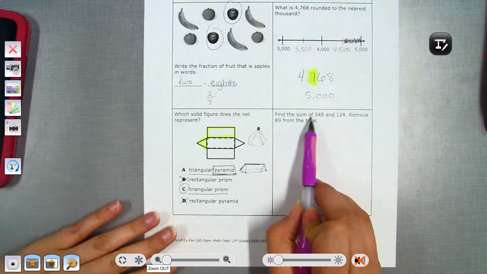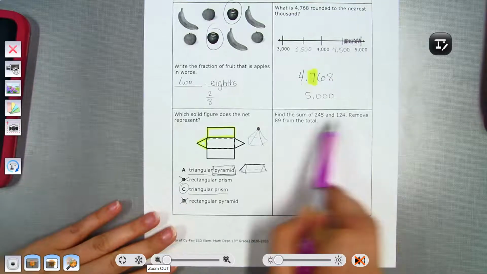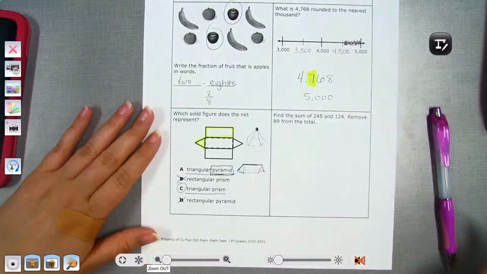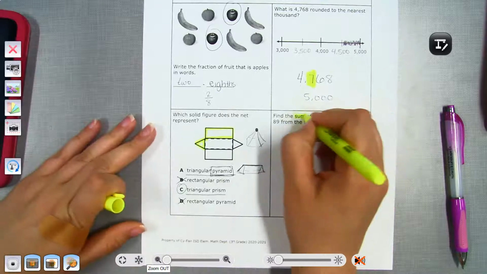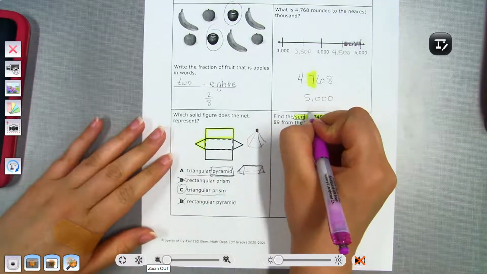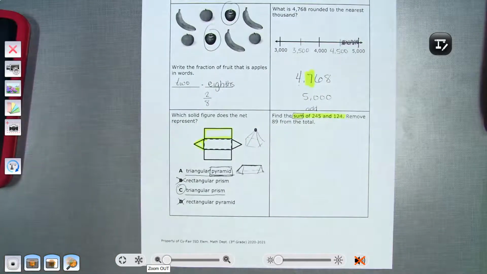Find the sum of 245 and 112. Remove 89 from the total. So first I'm going to find the sum. So that means I'm going to add. Sum means to add. You need to remember that because it's not just going to tell you to add. It may tell you what is the sum.